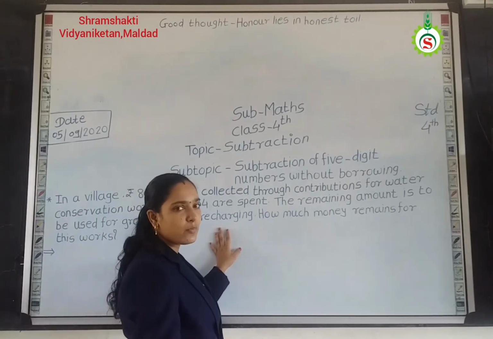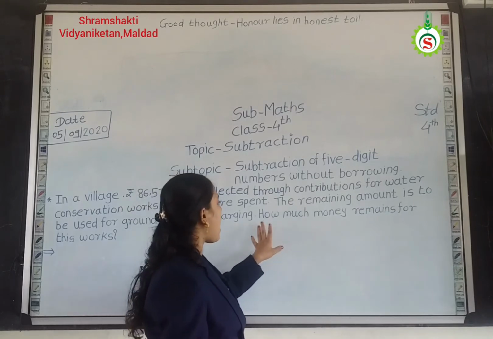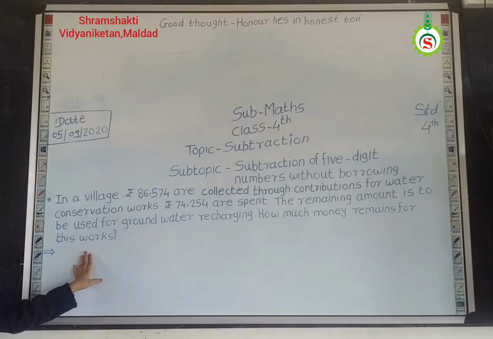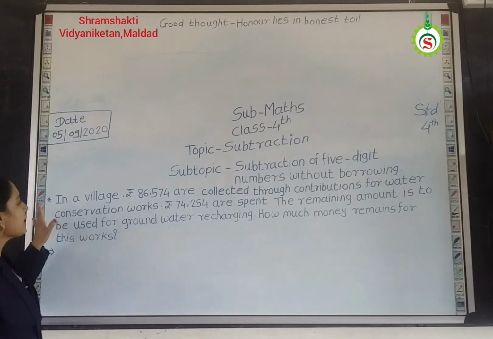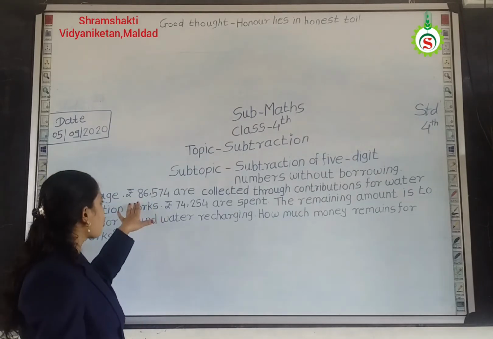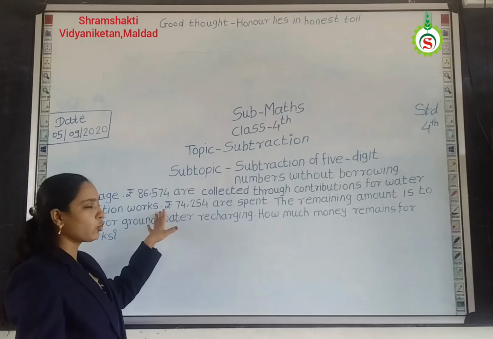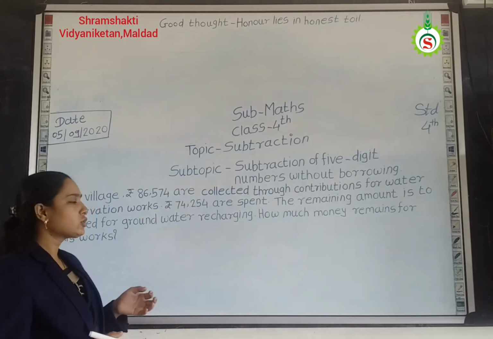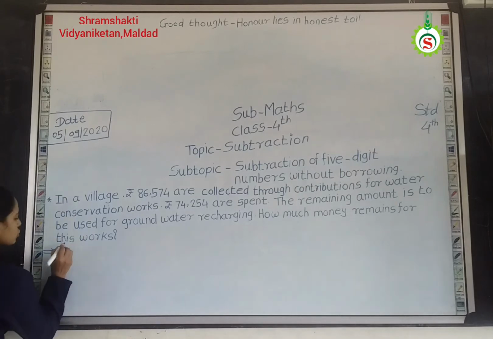And what we have to find here? See, how much money remains for these works. Students, this problem is a subtraction problem, because collected rupees and spent rupees are given, and we have to find remaining rupees. So, see here, solution.